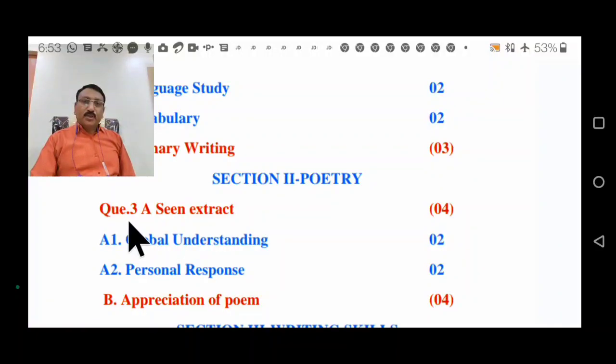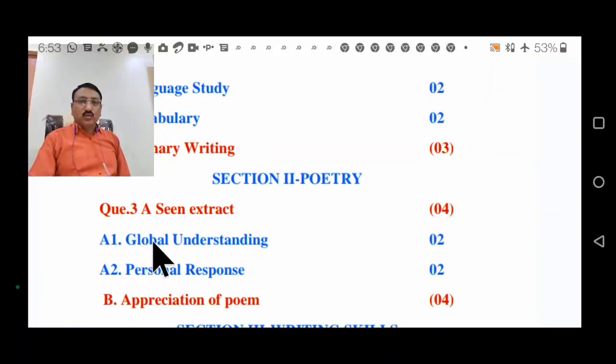Here in question number 3A, you will have a seen passage, a seen extract from the poems, and below that poem you will have 2 activities. The first activity is global understanding, which carries 2 marks. We have already discussed what type of activities are there in global understanding. You may have a statement, and you will have to justify the statement in the seen passage of the prose section also, and in the seen extract of the poetry also.